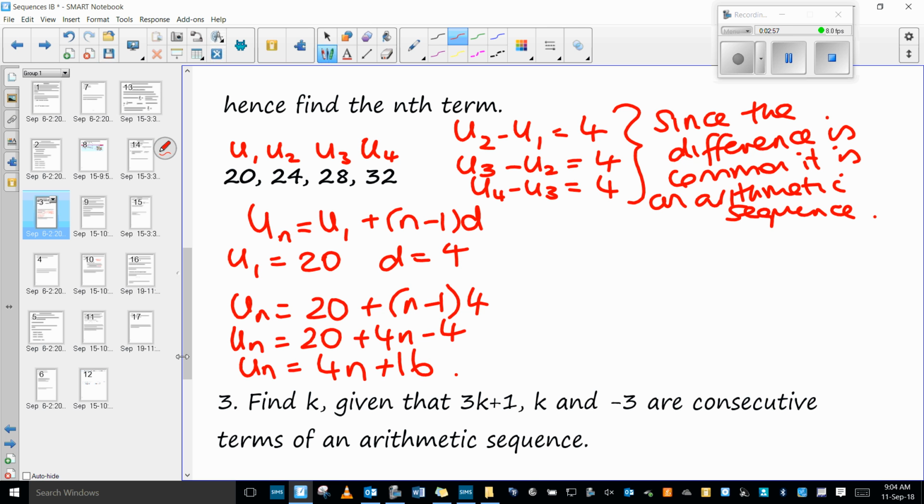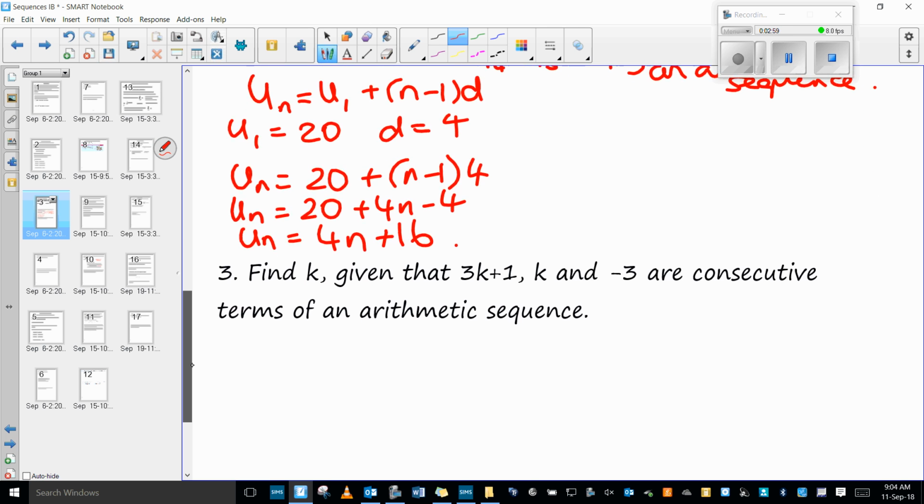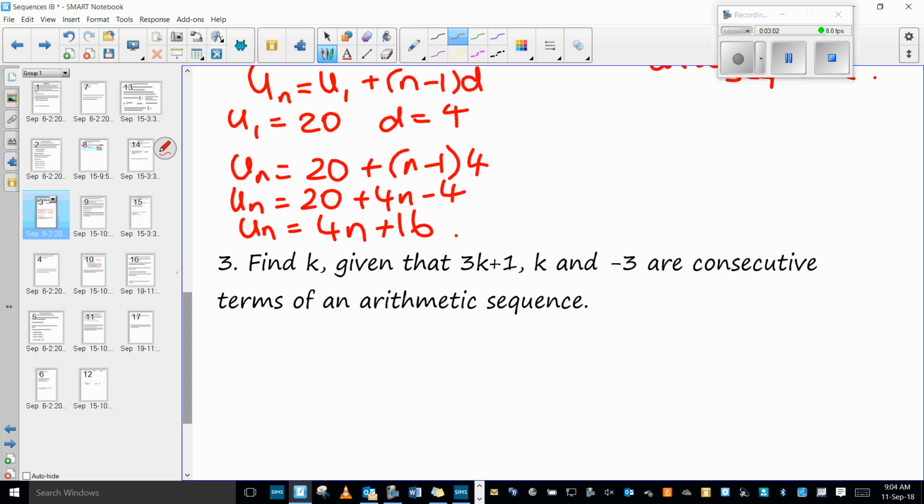Right, this is where things get interesting for some people. They start having a little bit of panic. You've got letters involved, they're not the n's and d's that we used to do. So calm yourself. Have a look at the question and let's establish what we know. They've asked us to find k. They've told us that 3k plus 1, k, and negative 3 are consecutive terms. What does consecutive mean? One after the other. So they're consecutive terms of an arithmetic sequence.